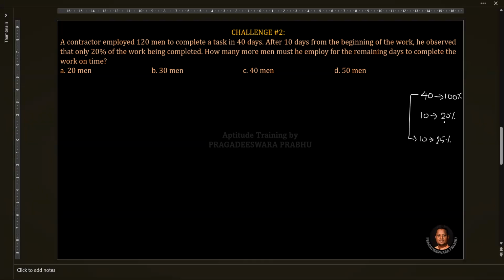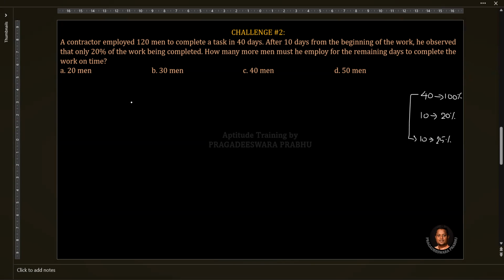But after the observation, he got to know that only 20% got completed. That means the workers are lagging in completing the work. So he has to put some extra employees to complete the work on time. So they are asking how many more men should be employed for the remaining days so that the work gets completed in 40 days itself. Okay. All right.